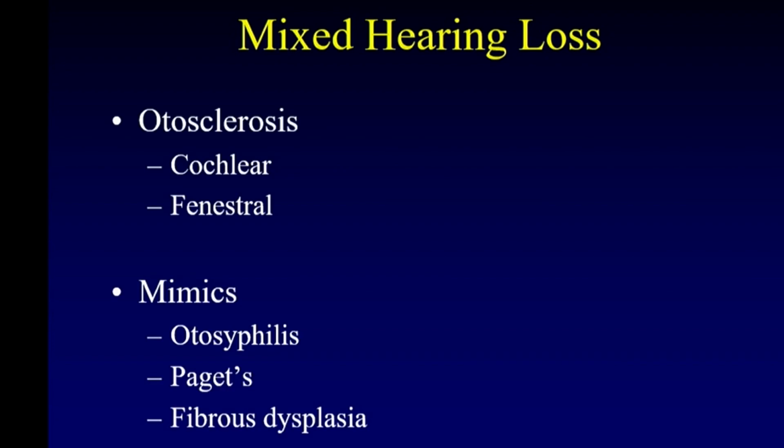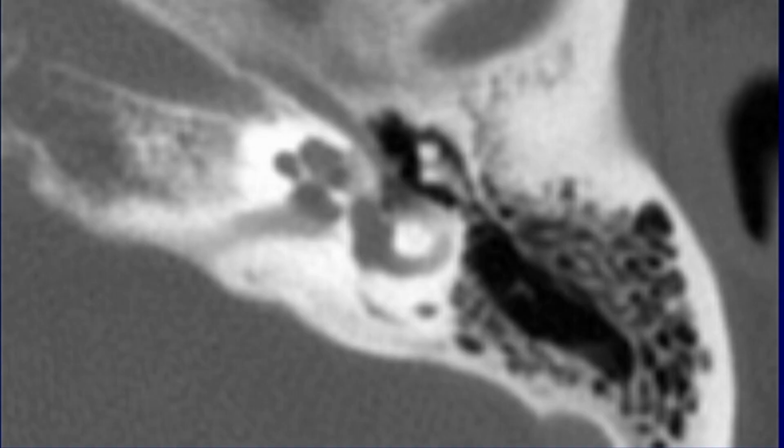The first thing we want to talk about here is otosclerosis. Otosclerosis is the most famous thing that causes a mixed hearing loss. It has a cochlear and a fenestral form, and I'll show you examples of both of those. But there are several mimics of otosclerosis that we need to keep in mind when we are in the setting of mixed hearing loss. One is otosyphilis, which has become so rare that it is almost never seen. But the other two are Paget's disease and fibrous dysplasia, and if we are careful, we will be able to distinguish these radiologically. Here's our first example of otosclerosis.